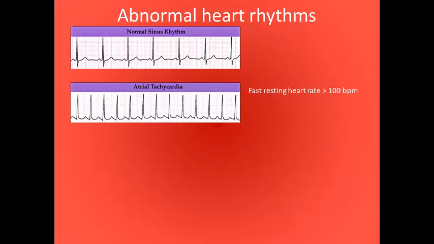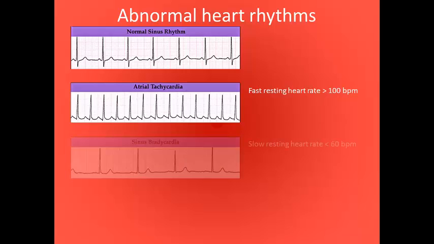So somebody may have atrial tachycardia. This is where the heart beats faster than normal, even at rest. So greater than 100 beats per minute at rest. You can see that the ECG trace shows each set of electrical activity coming closer together. It speeds up.